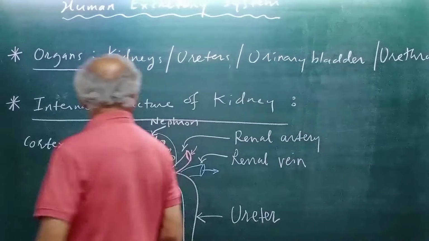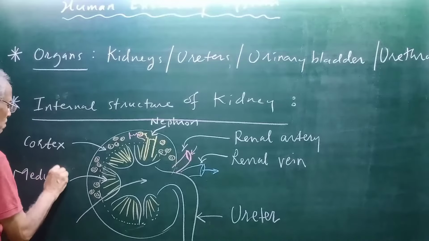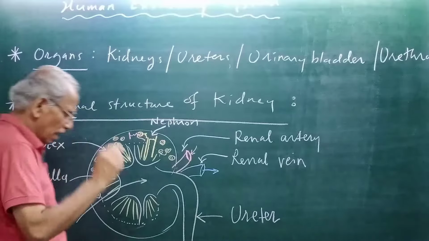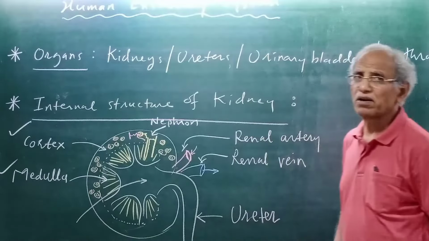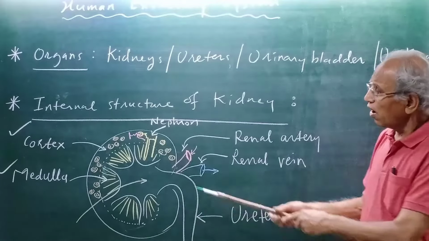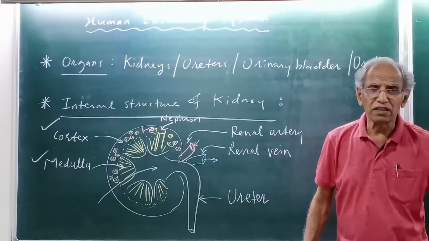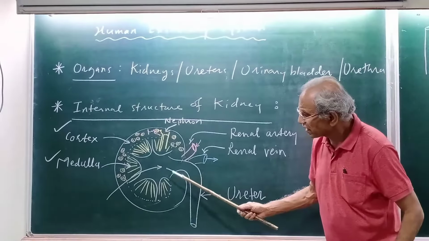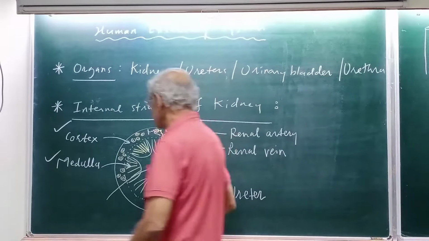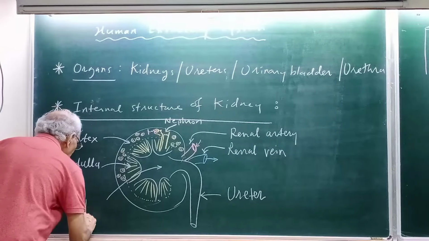And this inner part is medulla. And medulla is in the form of pyramids. So cortex and medulla. These are the two minimum things that you will remember. The peripheral part is cortex and the inner part is medulla. All the urine which is being produced by those 1 million plus nephrons gets collected in the cavity, and that cavity is being called as the renal pelvis.